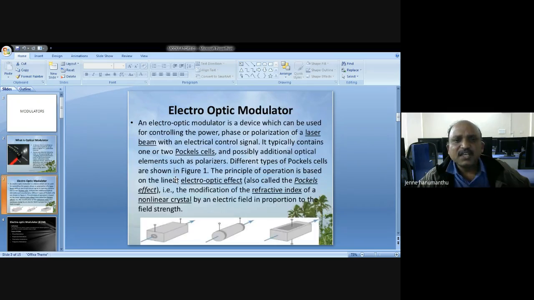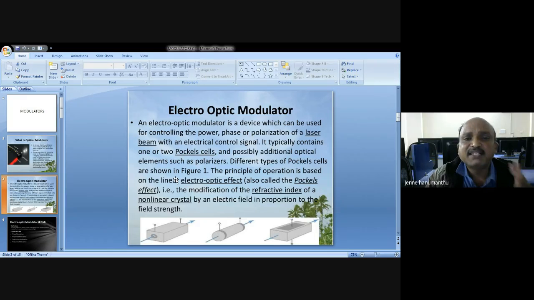Next, see, generally, how many types of modulators are available? As per your syllabus, we have three types of optical modulators. Of course, we have other types, but they are not included in the syllabus. The first one is the electro-optic modulator. The next one is the acousto-optic modulator. The third one is the magneto-optic modulator.